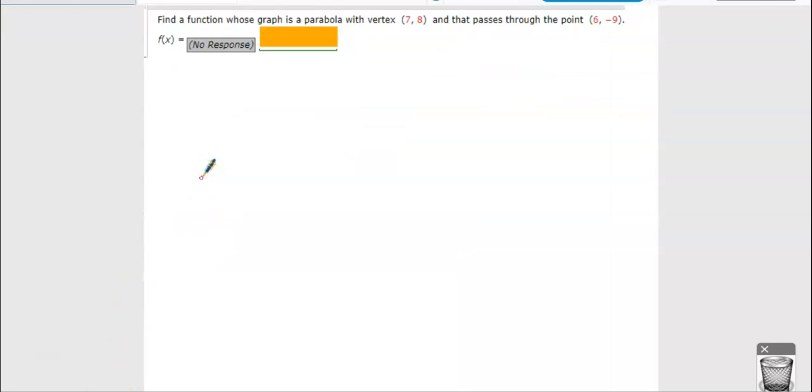On this one right here, find a function whose graph is a parabola. Now, we know the vertex is 7, 8. So remember what I just told you, vertex form, or again, standard, is this right here. And if you know this, it's going to help you on several of these problems. So we know the vertex is 7, 8. So it's literally a times x minus 7 squared plus 8.